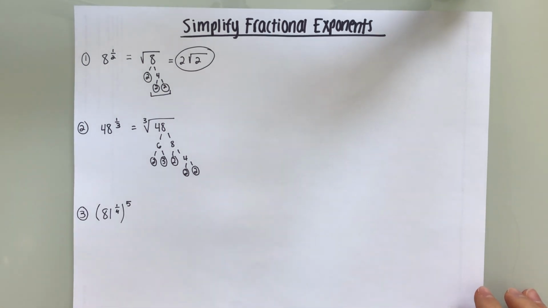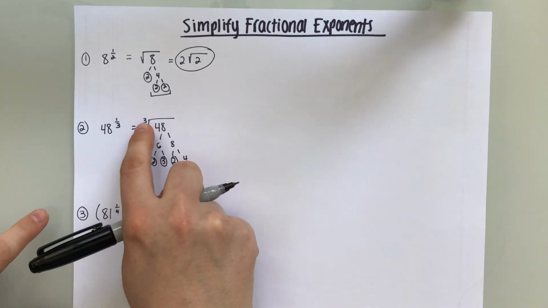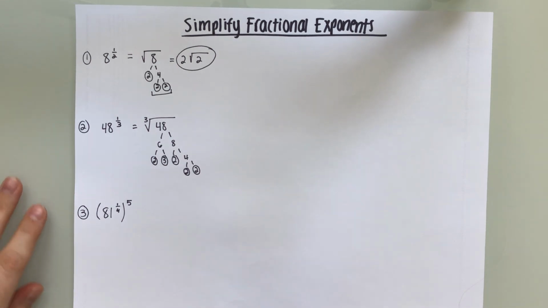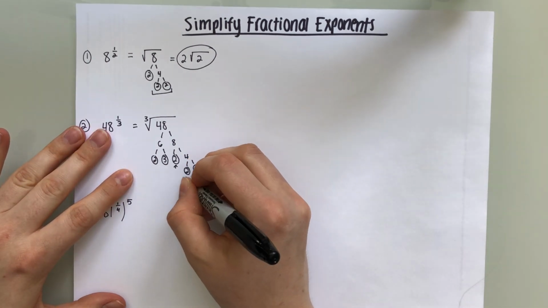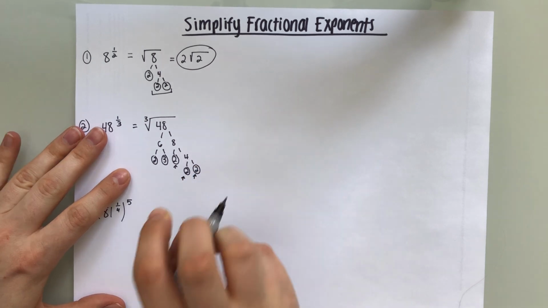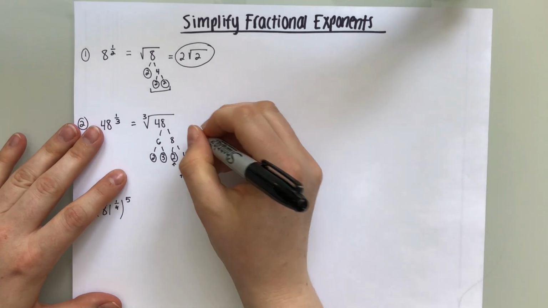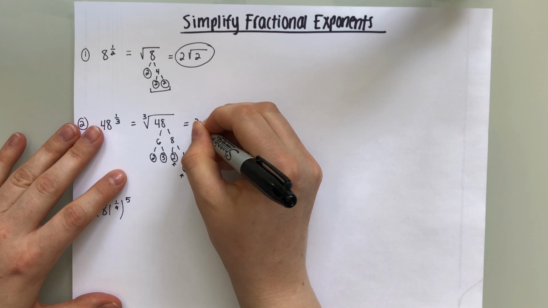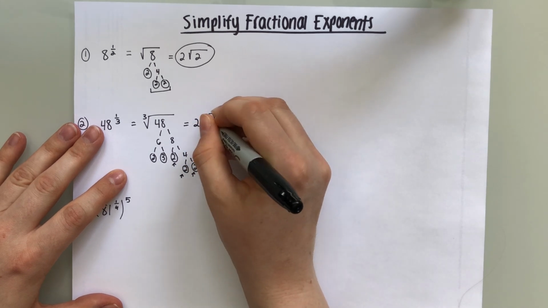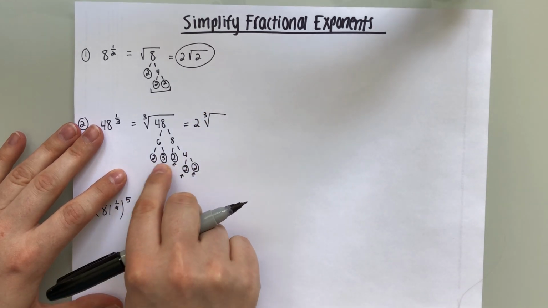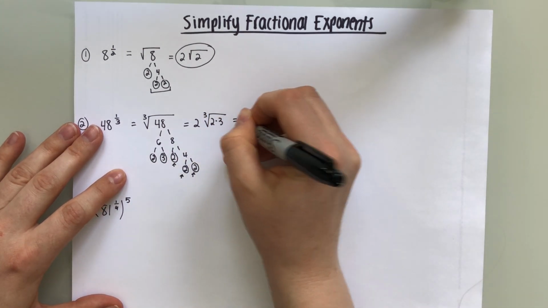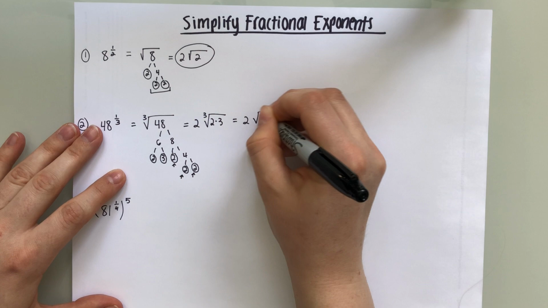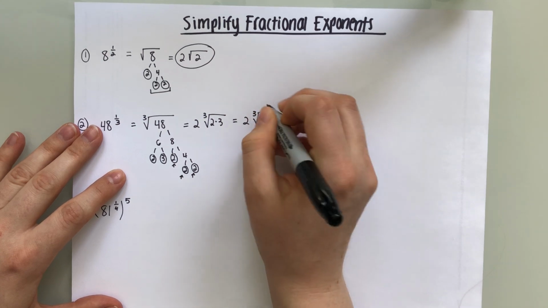And this time, in order to take something out, because it's a cube root, I need to have 3 of the same thing to take one out. So I have a 2 here, here, and here. So I have 3 2's, so I can take out a single 2. So I'm taking out a 2. Inside my cube root, I have a 2 and a 3 left over. So I'm going to multiply those. So my answer is 2 cube root 6.